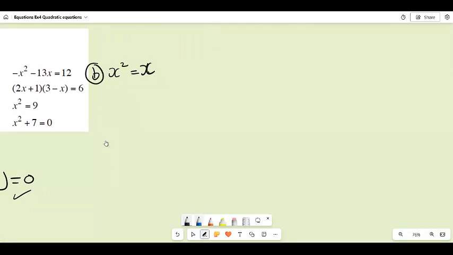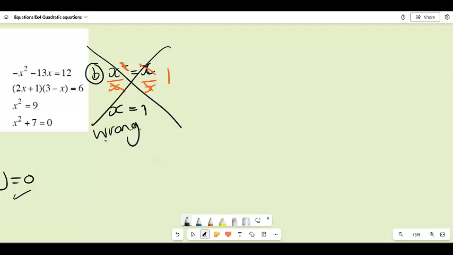A very normal mistake that I see is people like to say, okay, I've got an x on both sides. I'm going to divide by x, which means that these two cancel out, becomes 1, this one and one of those cancel out, and therefore I say x equals 1. This answer is absolutely wrong. You are not allowed to do that.